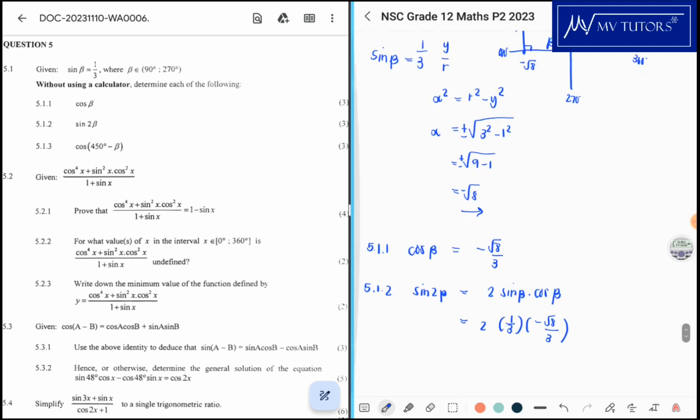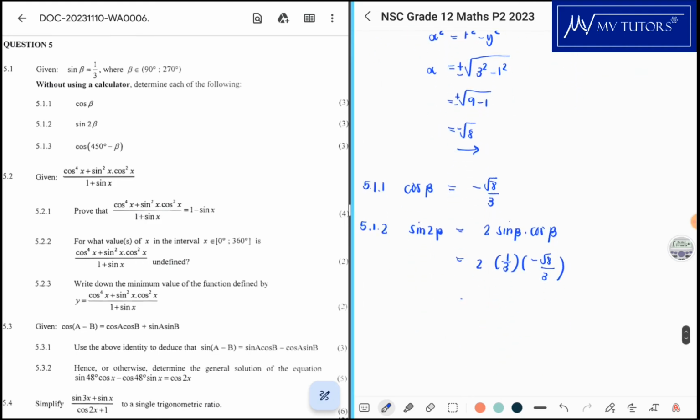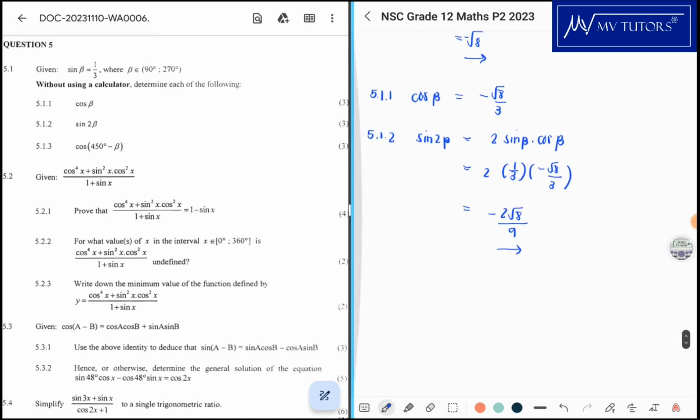Alright, and then when I simplify it, there's a negative that's outside. In the numerator, I would have 2 times root 8 all over 9. And I think we can end it there. No need for a calculator.